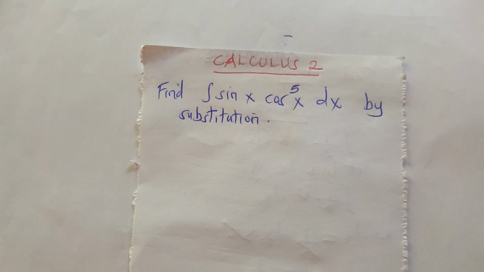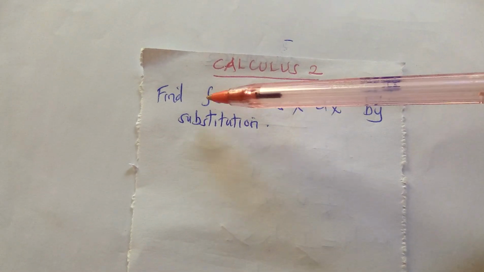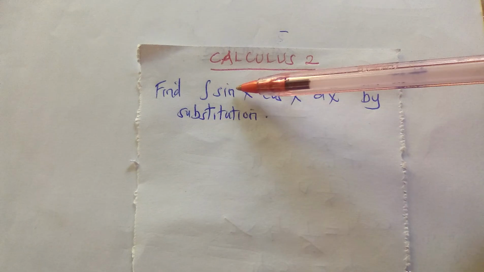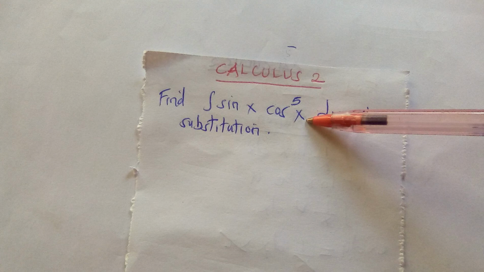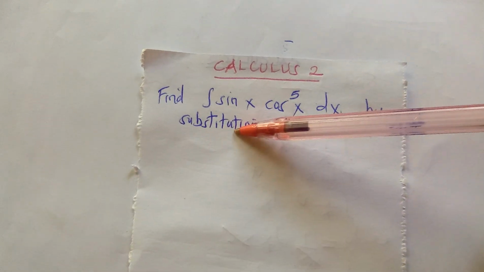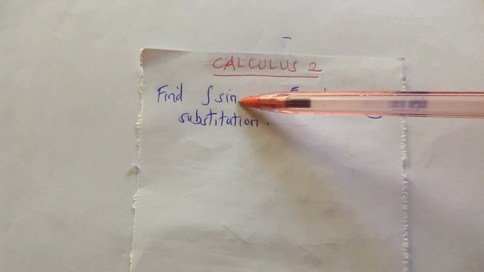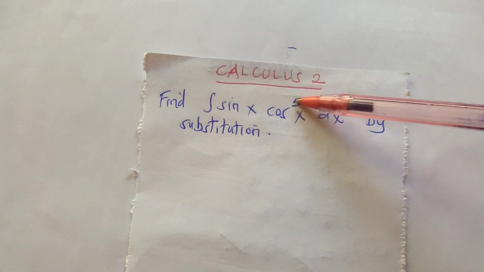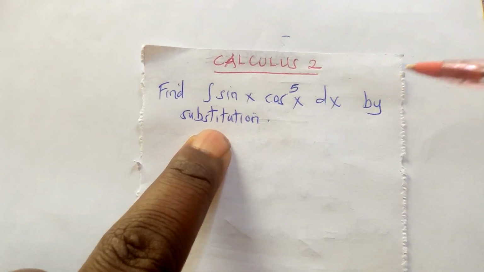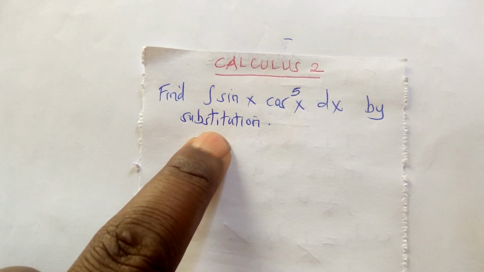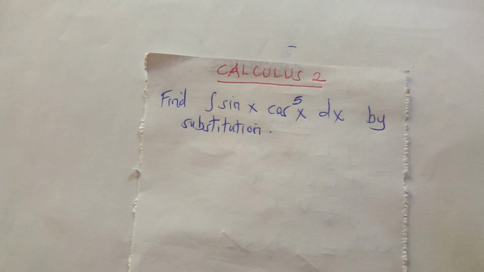Now, welcome. Here with me I have a question under calculus 2 that states: find the integral of sine x cos 5x dx by substitution. So the question is find the integral of sine x cos x, that is raised to 5, dx. The method is by substitution. So you need to be using only the substitution method, but not any other method.